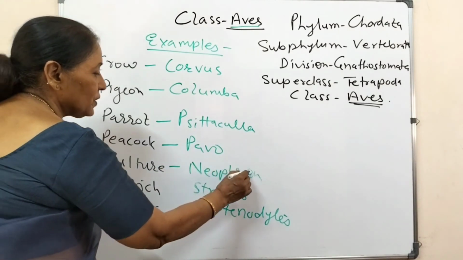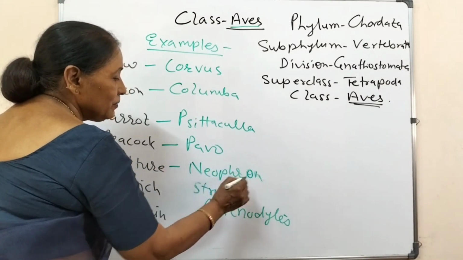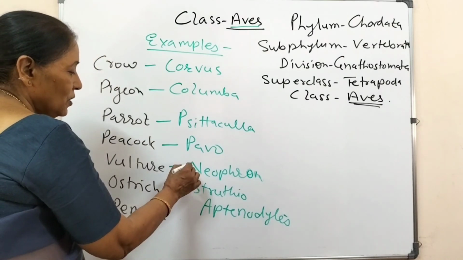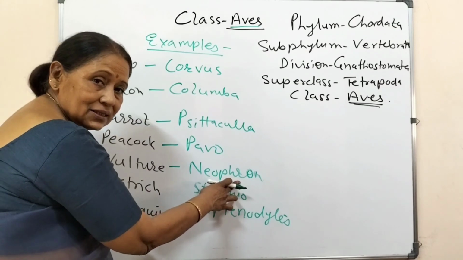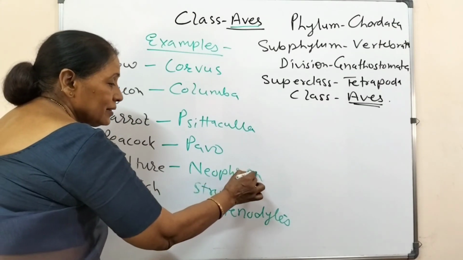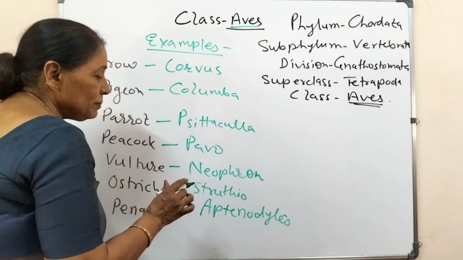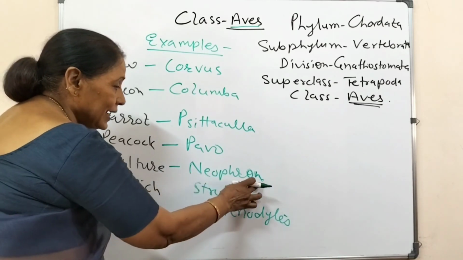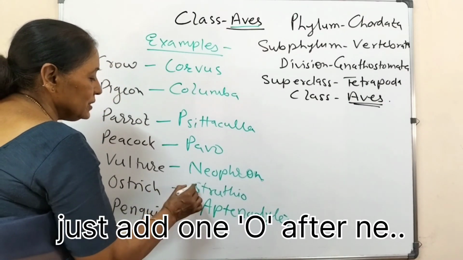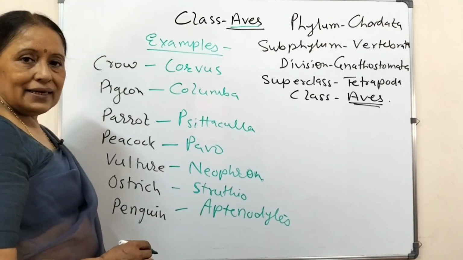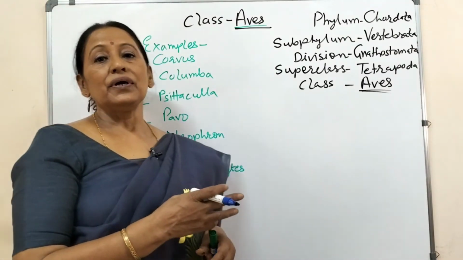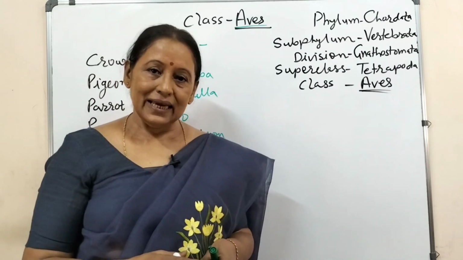Vulture is Neophron, starting with N and ending with N. Often the mistake students make is writing Neophris. To avoid that mistake, remember, it starts with N and ends with N. Then ostrich is Struthio and penguin is Aptenodytes. This was all about the class Aves.